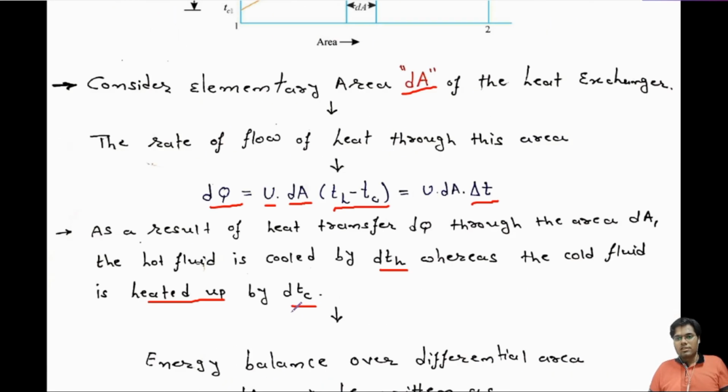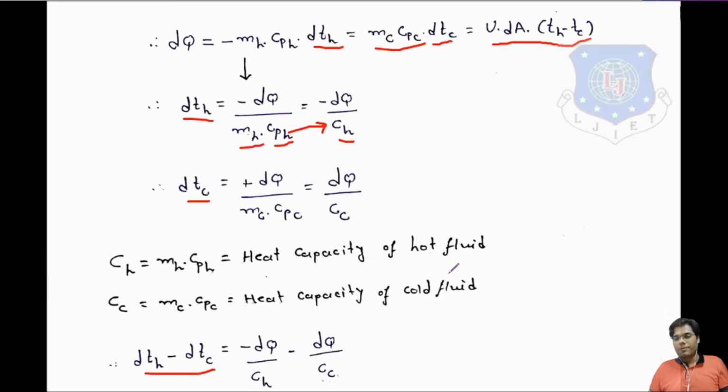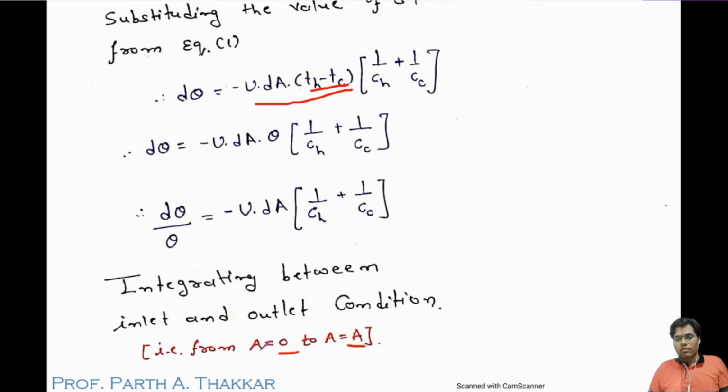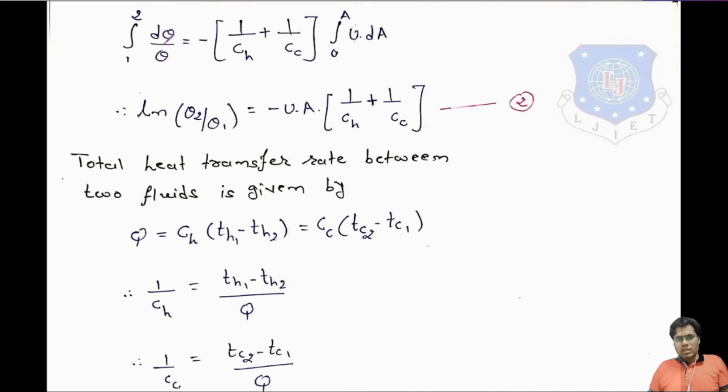We can see from this figure that we have considered a small elementary area dA. Now for the whole heat exchanger, we have to integrate this equation from this point, meaning A is equal to 0, to this whole area, this point number 2, meaning A is equal to A. That's why we have written here integrating this equation from A equal to 0 to A equal to A. So integrating from point 1 to 2, d theta by theta, and integrating from area 0 to A, U dA.